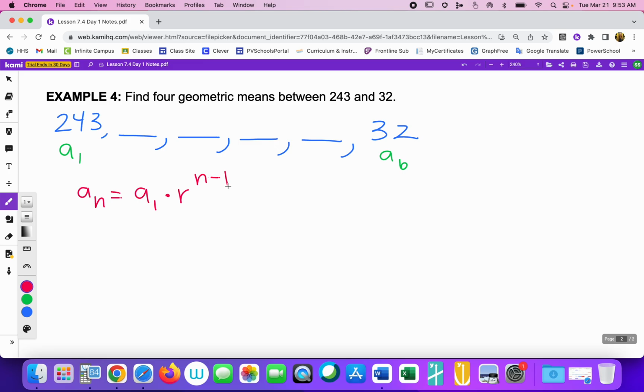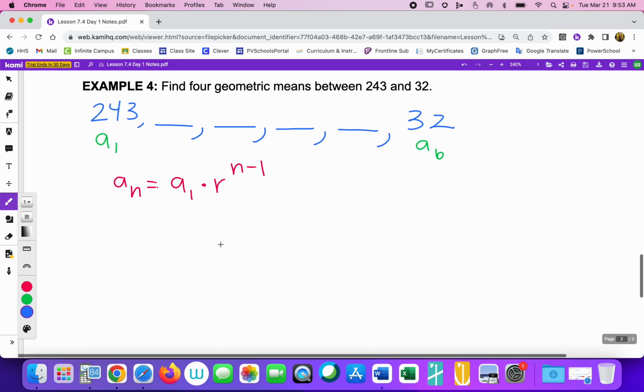We do know a1. Okay. So n is going to be 6. We're going to use the 6th term on the an part, and then a1 will go in there. So we're going to use this just differently. We're solving for r this time instead of a1. So the nth term, which is the sixth term, is 32. The first term is 243. We don't know r, so that is raised to the power of 6 minus 1.